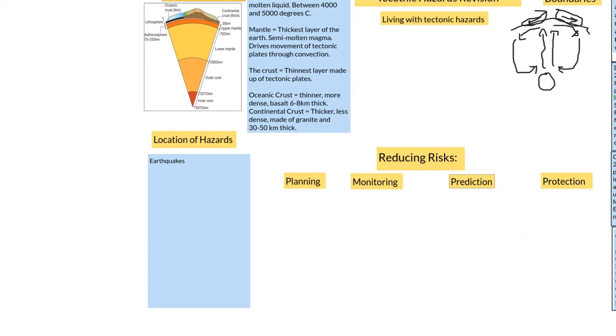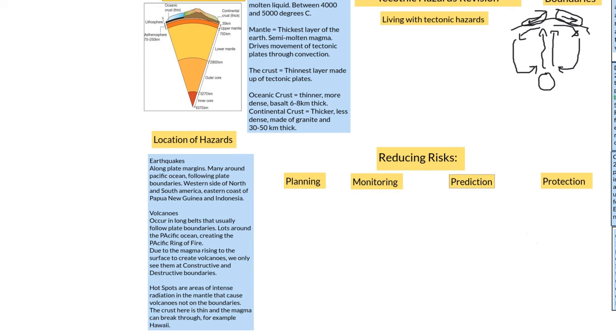So remember, this is all happening because of where these boundaries are. Now, we can have some of these earthquakes occurring at different places that are not the result of a plate margin, and that's where it's usually down to human activity such as fracking or mining. Volcanoes, these occur in long belts, usually following our plate boundaries again. Now remember, we don't have them happening at every plate boundary because, for example, conservative and collision, there is no magma reaching the surface, so there's no volcano.